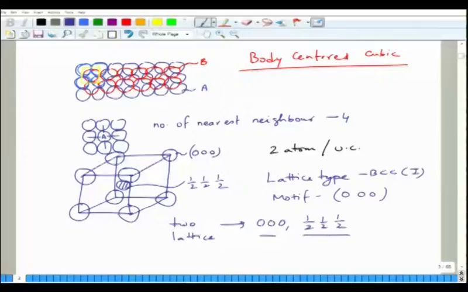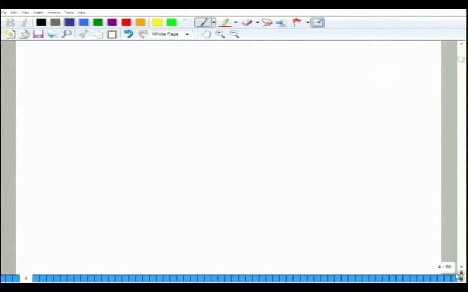Similarly, in case of FCC, the single atom motif will be at 0, 0, 0, but it ensures that you have four identical lattice points, one at 0, 0, 0, another at half, 0, half, another at half, half, 0, another at 0, half, half. Okay. So this is another lattice type in metals which is quite common, and the fourth one, which is not so common, has atoms in this fashion.